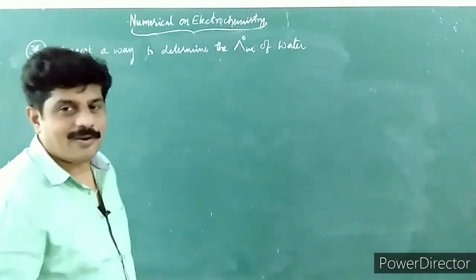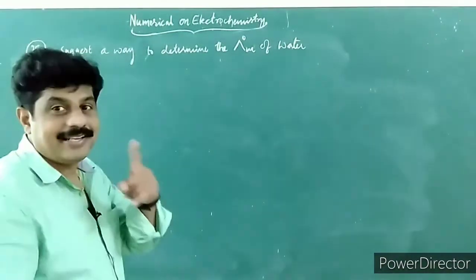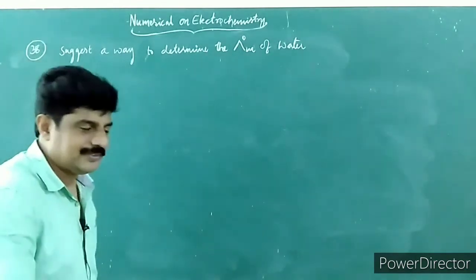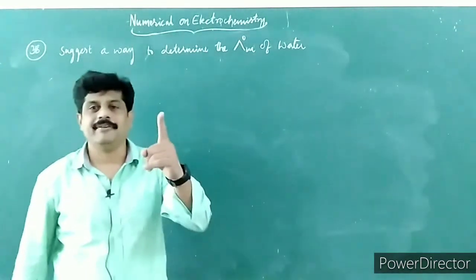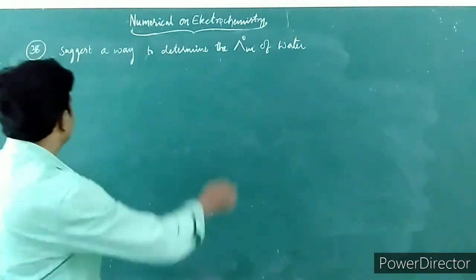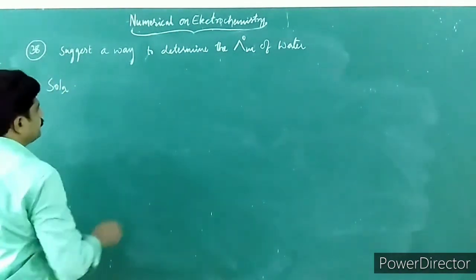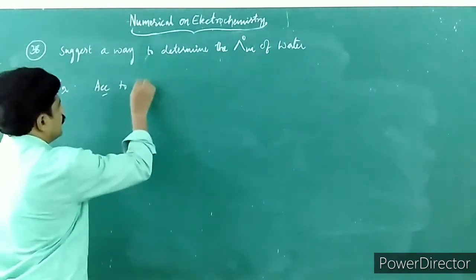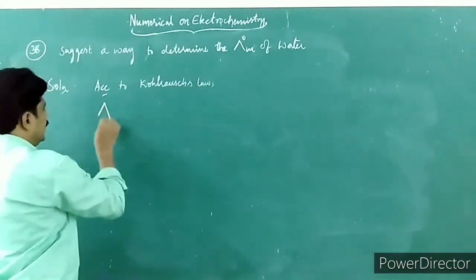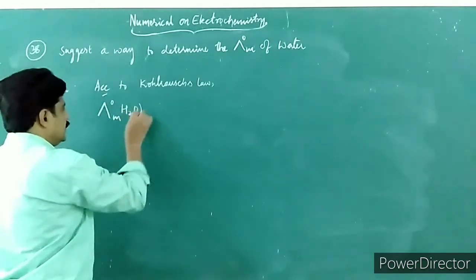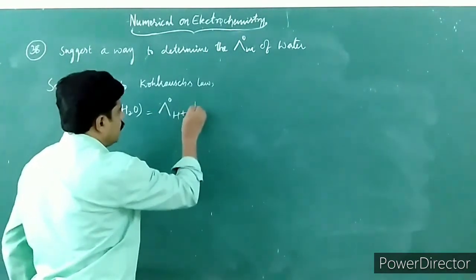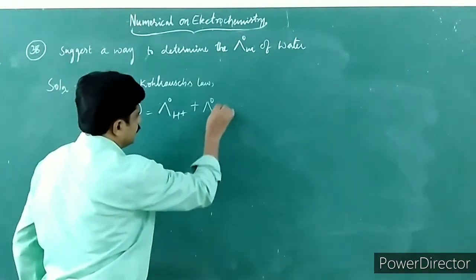Children, let me take up the last numerical of this unit electrochemistry, which has been asked again in the examination. Suggest a way to determine the limiting molar conductivity of water. Children, you can find out the limiting molar conductivity of water by using Kohlrausch's law of independent migration of ions. Children, let me find out the solution. According to Kohlrausch's law, look at it, children, the limiting molar conductivity of water is equal to the sum of the contributions of all the ions present in that electrolyte. Is it not?